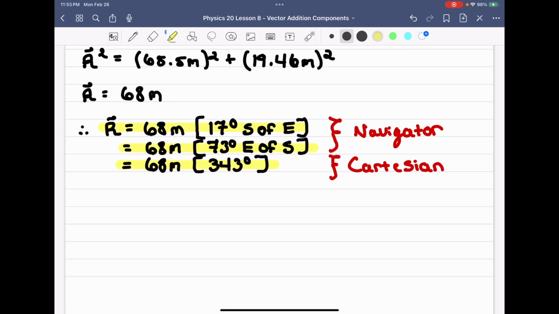That is the number one thing you've got to remember: in the navigator method, you can deal with one angle or the complement angle, and then for Cartesian, you have to rotate from the positive x-axis counterclockwise until you reach the resultant arm, and that represents the angle that would give you your solution. And this 68 that appears out front is purely the magnitude of the displacement, the velocity, or the acceleration, depending on what they're asking for.